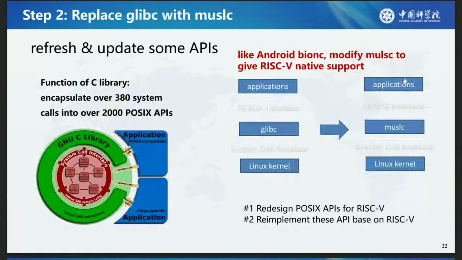And this is the second step. We use a new libc, musl libc, and many people maybe know musl C is licensed under the MIT license. But musl C does not have as many APIs as glibc, so we need to implement some additional APIs for RISC-V. And also, using this chance, we will modify some old-fashioned APIs for RISC-V and create new versions for the new need. And this has been done by Google about 2008, like Bionic C. So this is not a new way. It's just the same way as Google.